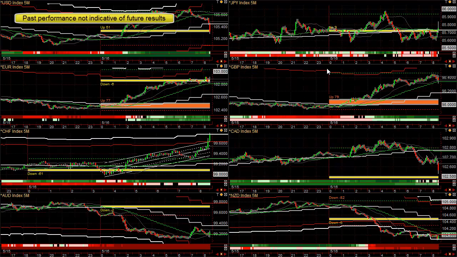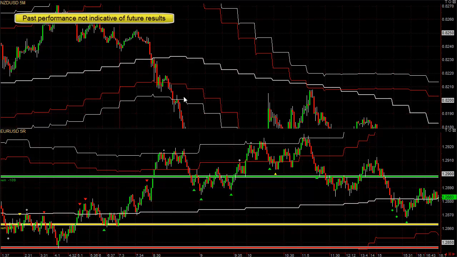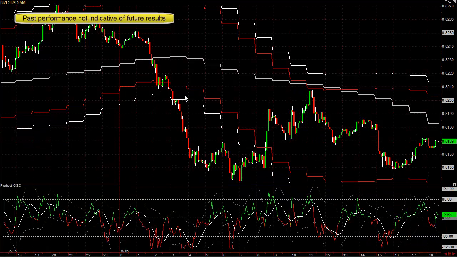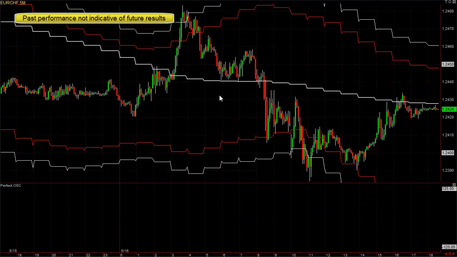Also selling the Swiss yen. Let's take a look. The euro Swiss at 830.